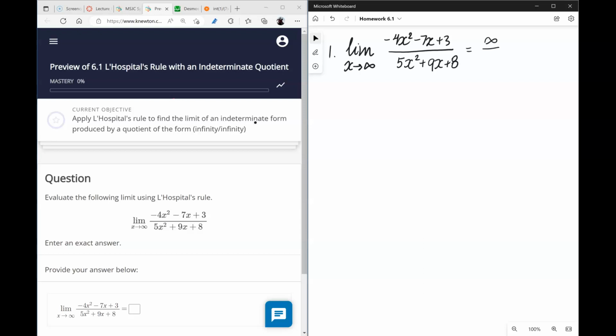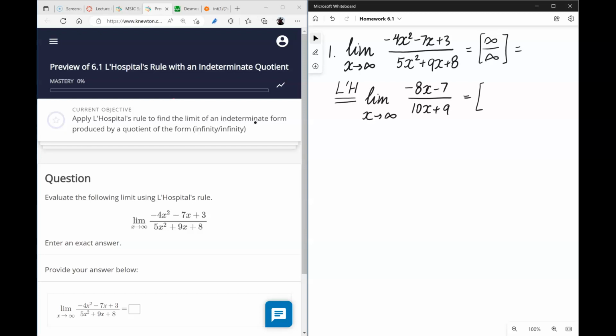So here we have infinity over infinity. These are polynomial functions evaluated at infinity. So we can do L'Hopital's rule. When I use L'Hopital's rule, I just draw letters LH to let the reader know that I'm doing L'Hopital's rule. And next you just do it. So you find the derivative. The derivative here will be negative 8x minus 7. The derivative here will be 10x plus 9.